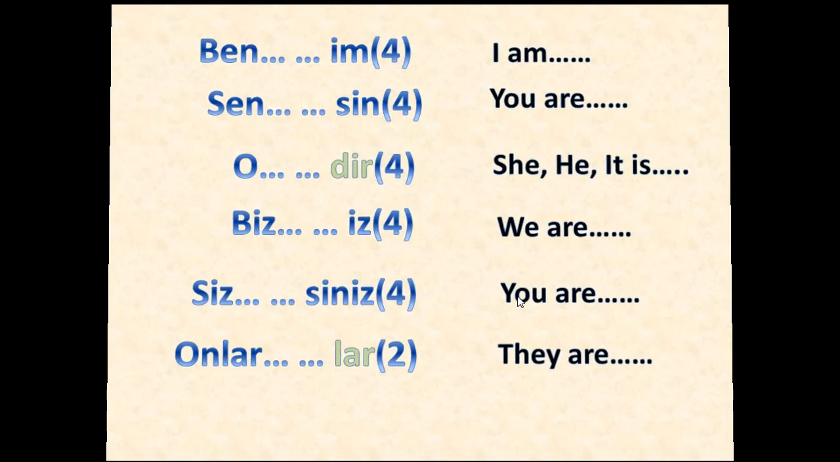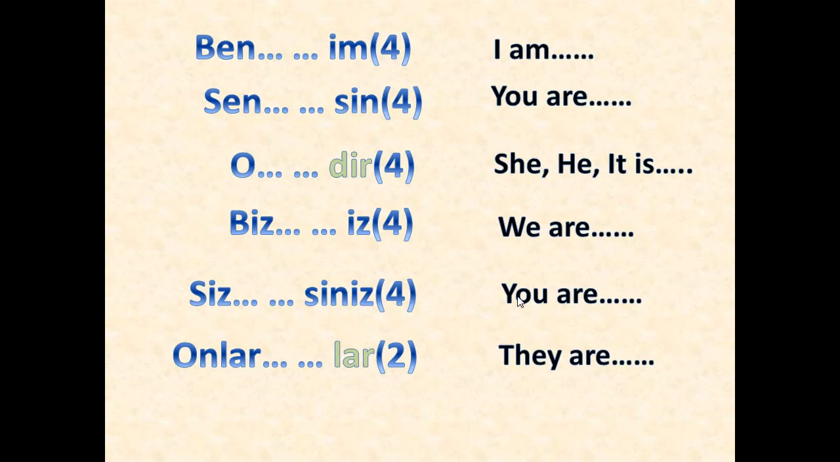The verb to be now. We are having this formula. We have ben, blah, blah, im, and it will appear in four different shapes, as I explained in the harmony of vowels part. So it is going to be I am. We have sen, blah, blah, sin in four different forms, which means you are.